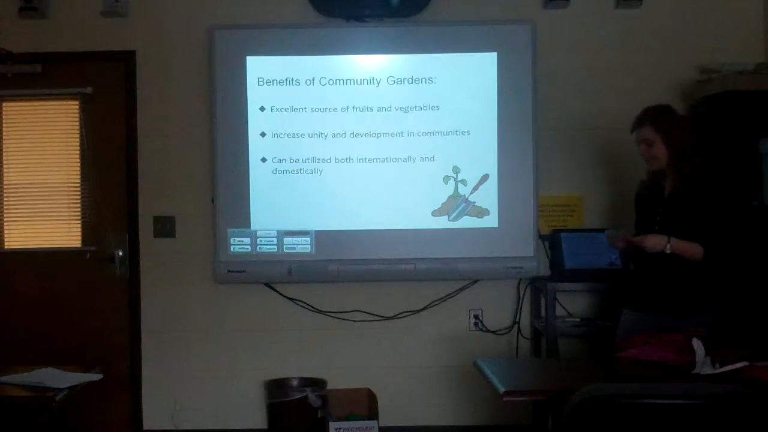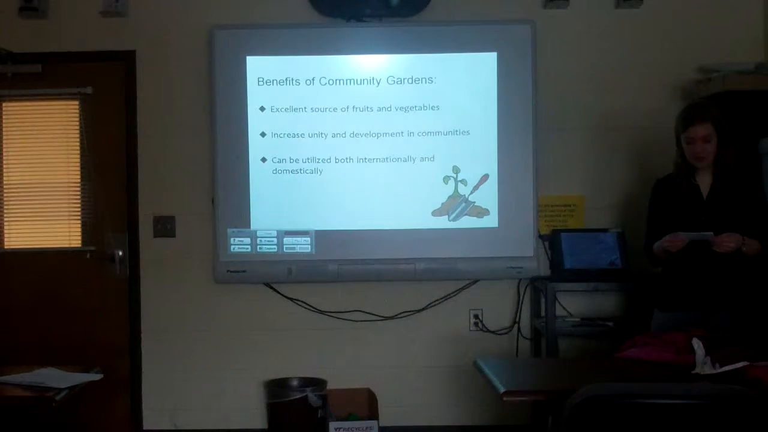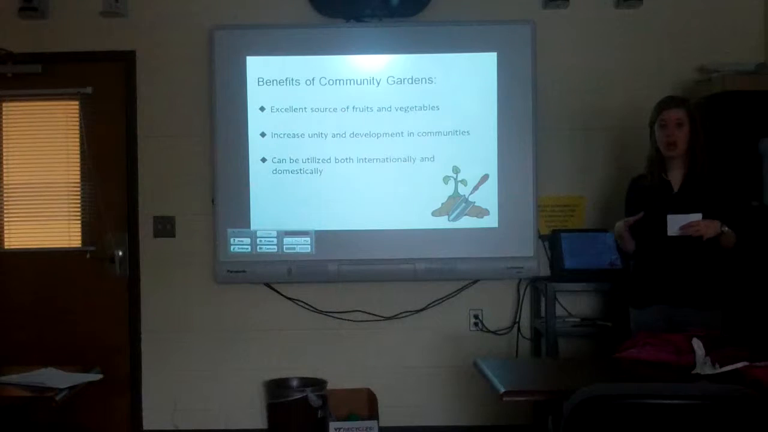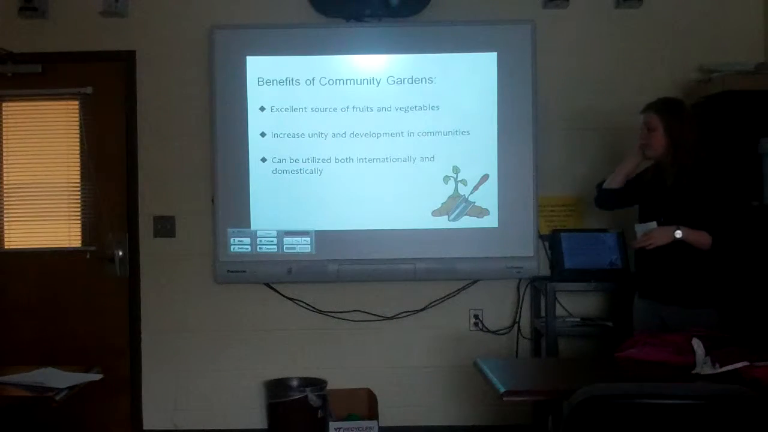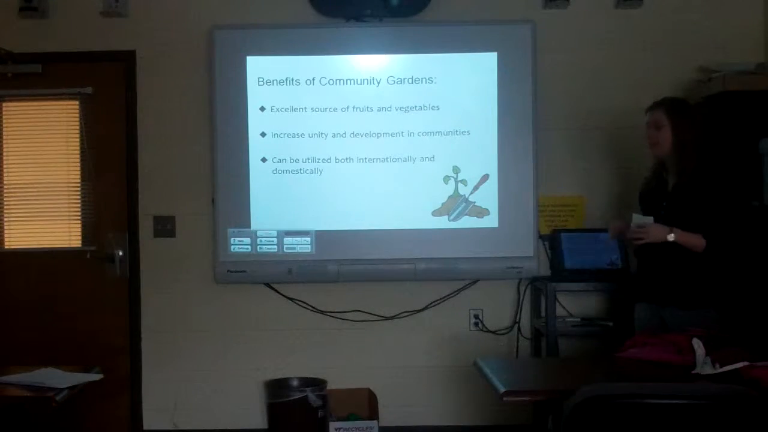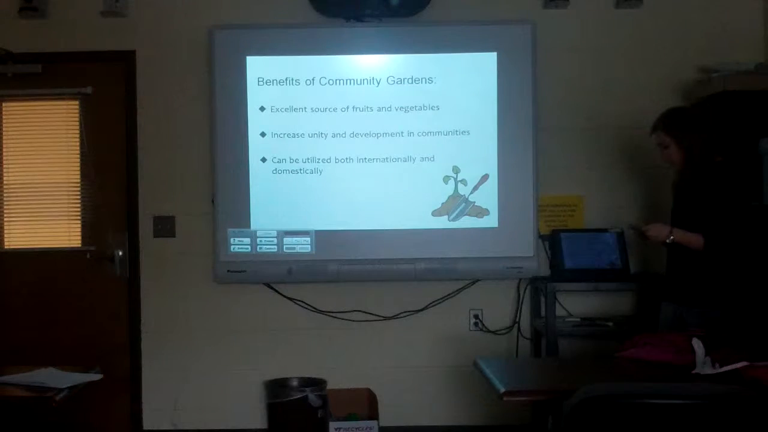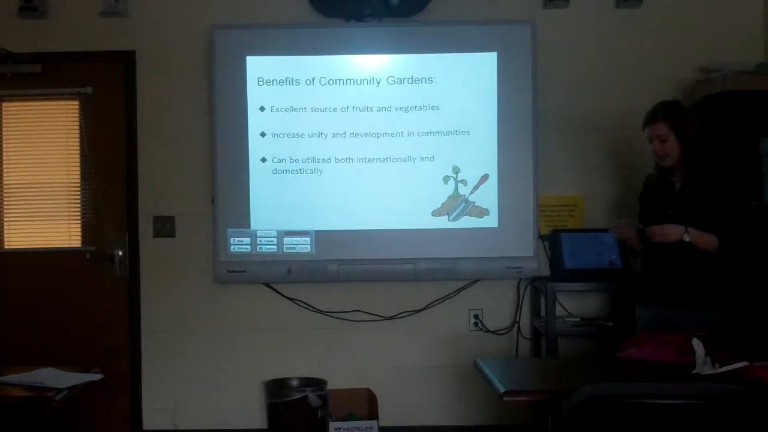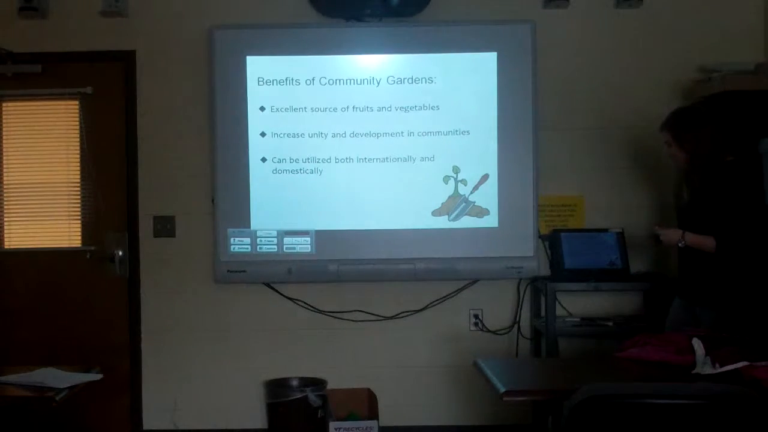Another benefit is that it increases unity and development within communities. It brings communities together through a common goal. So if your community has some sort of conflict that's divided it in the past, it's a great way to bring the community together. And then lastly, it can be utilized both internationally and domestically. It's just a very versatile method.